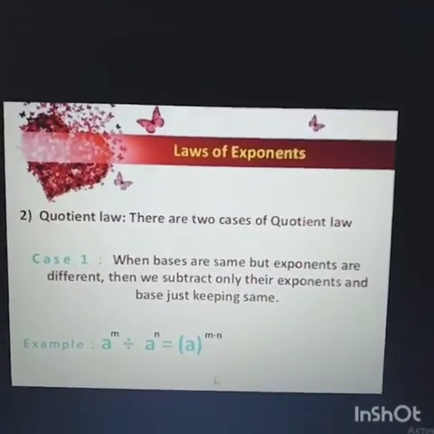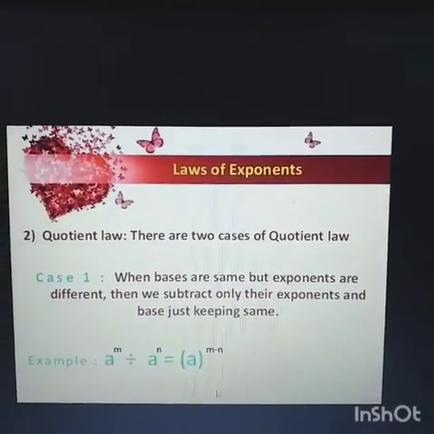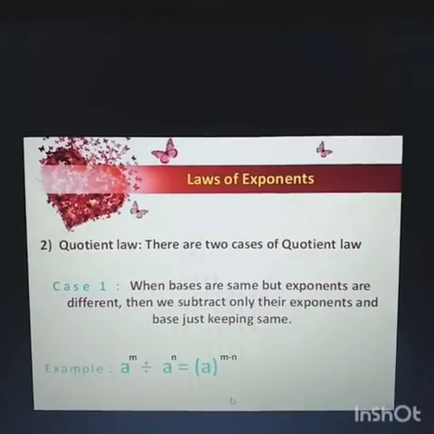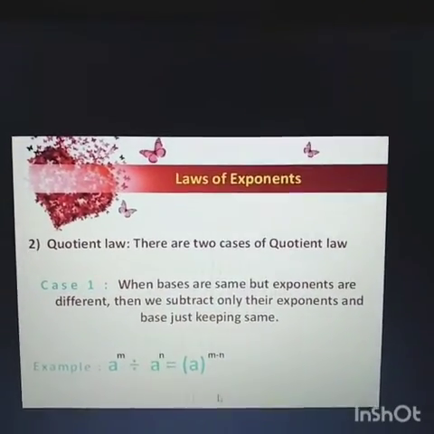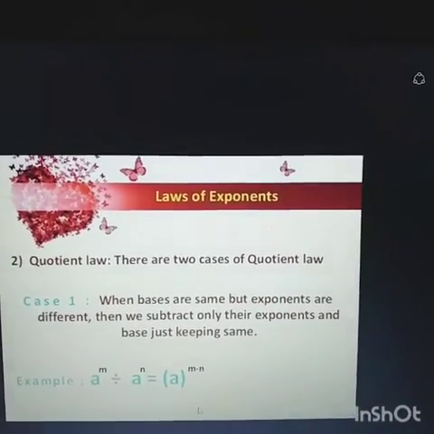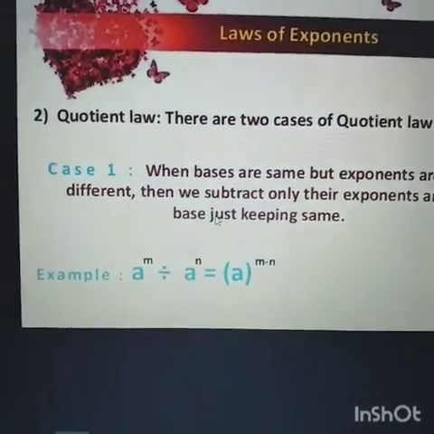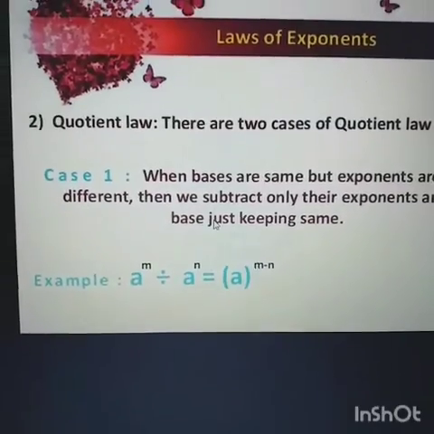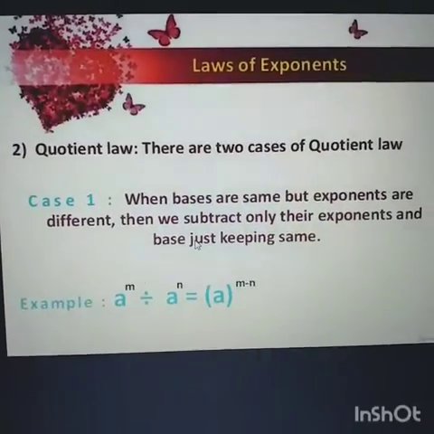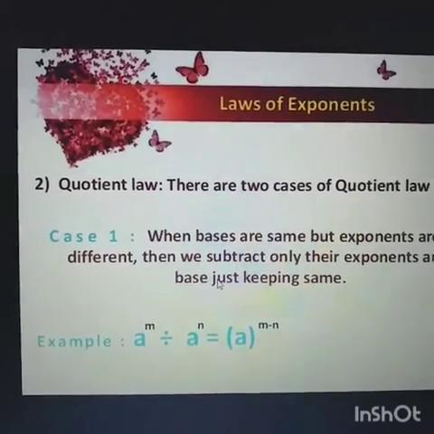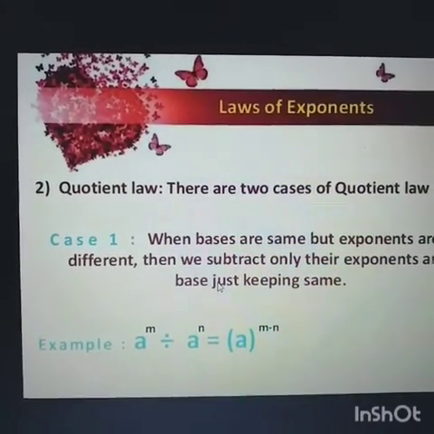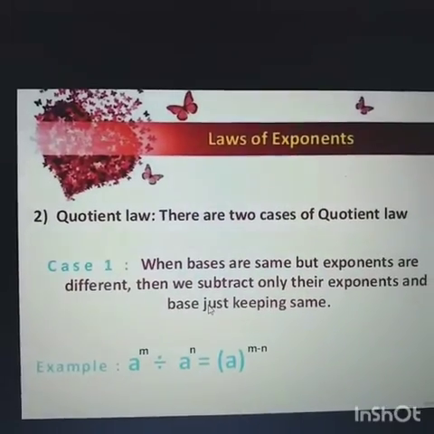Third, when bases are the same but exponents are different, then we subtract only the exponents and keep the base the same. Example, a to the power of m divided by a to the power of n is equal to a to the power of m minus n.